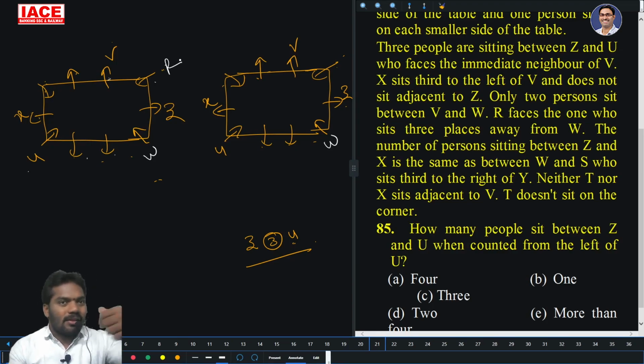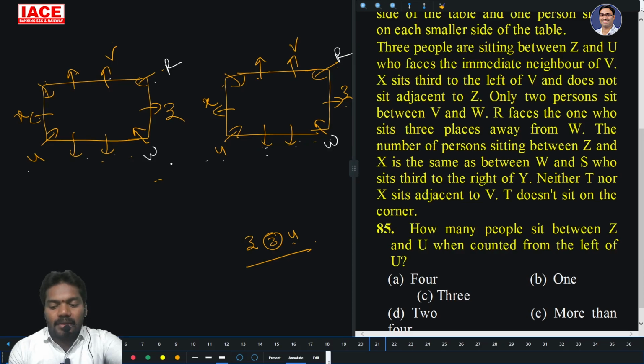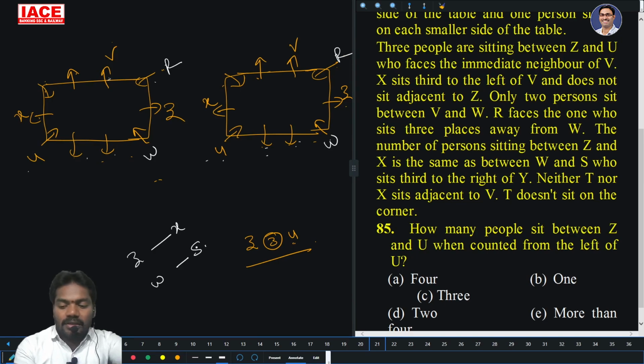Faces means they are facing each other, right? Then again, R faces the one 3 places away from W. So 1, 2, 3 positions of R. 3 persons away means third person only. The number of persons sitting between Z and X is the same as between W and S. Who sits third right of Y? Who is that? There is no Y. S is third right of Y.